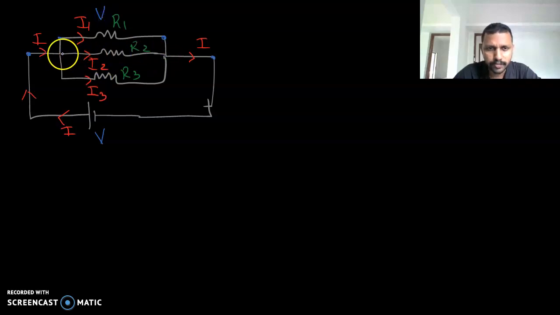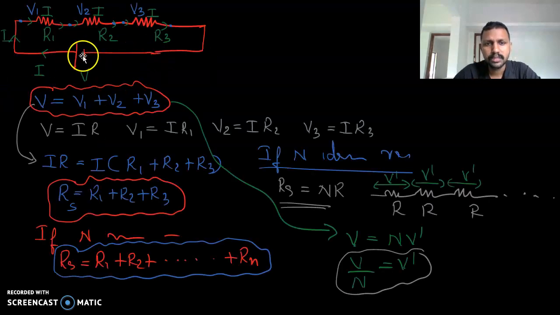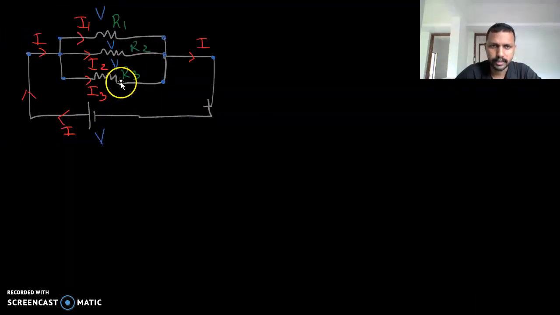Similarly, the potential difference across R2 should be the potential difference across these two terminals, and that should be equal to the potential difference across these two terminals. That means the potential difference across R2 is also V. In a similar manner, we could say the potential difference across R3 should also be equal to V. That means in parallel combination, voltage is same. You could see in series combination, it was current that was becoming same. But in parallel combination, the voltage is same.